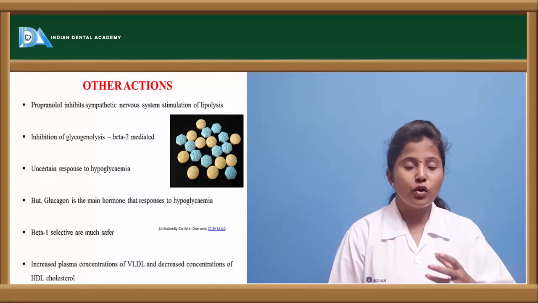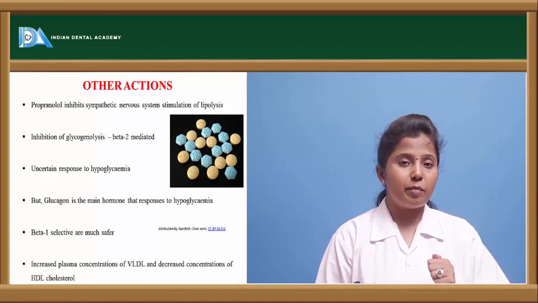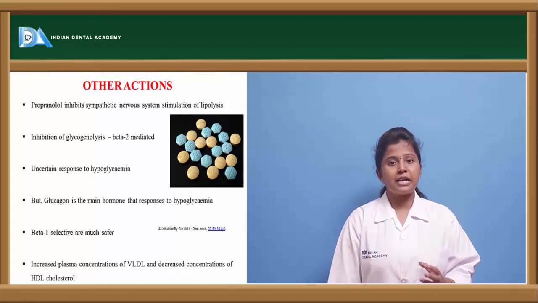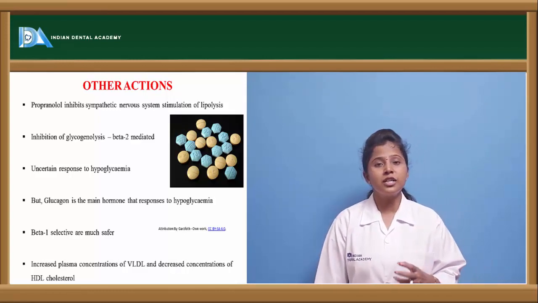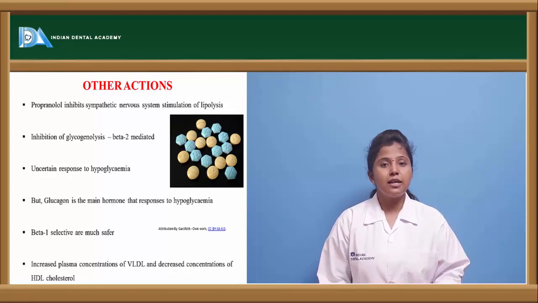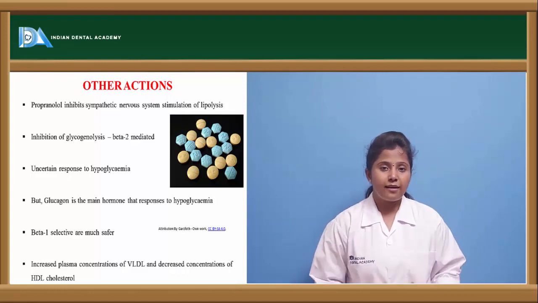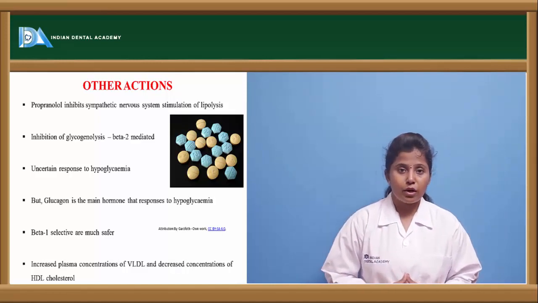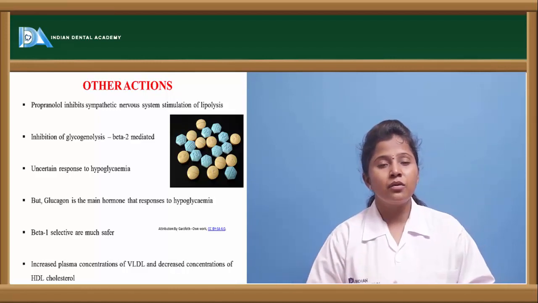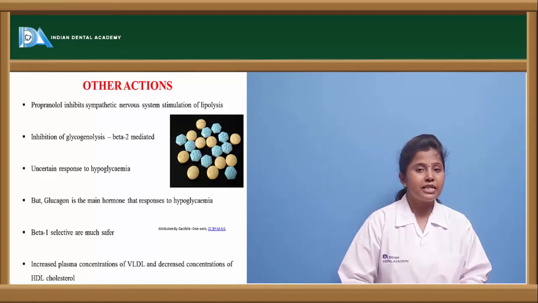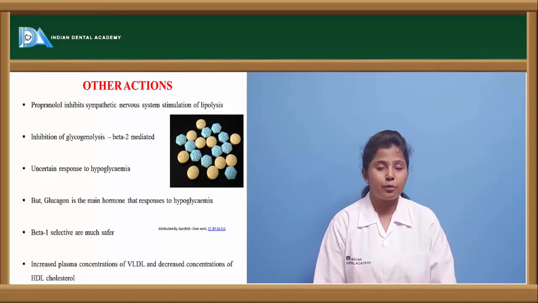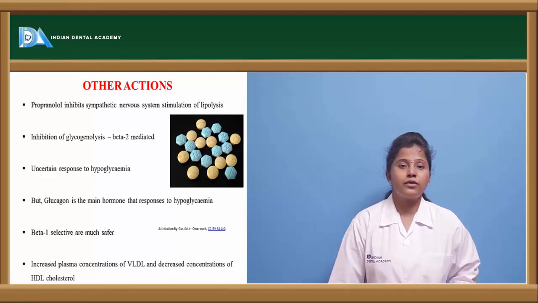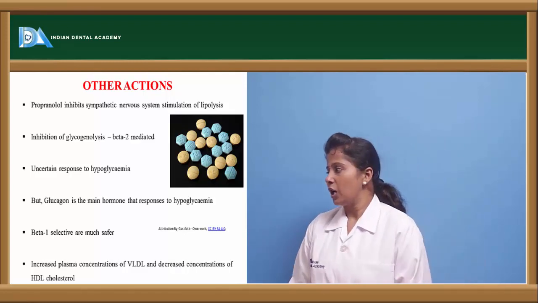And as I told you, it causes stimulation of lipolysis, the breakdown of lipids. So there will be increased concentrations of cholesterol in the plasma. Here we have VLDL, LDL, HDL and chylomicrons. These are the lipids which are available in the body. When complex lipids are broken down into simpler lipids, when lipolysis takes place, these VLDL, LDL, HDL and chylomicrons are formed. So because of the higher lipolysis, the concentration of these lipids in the plasma will be altered.